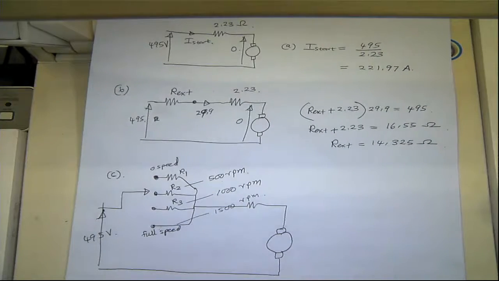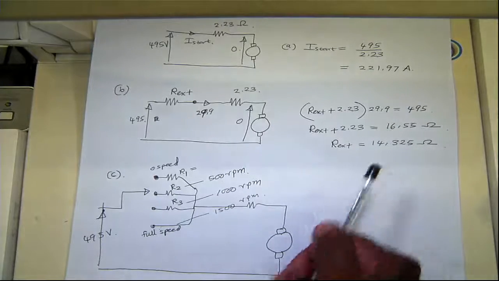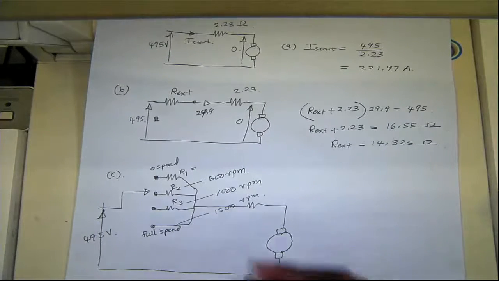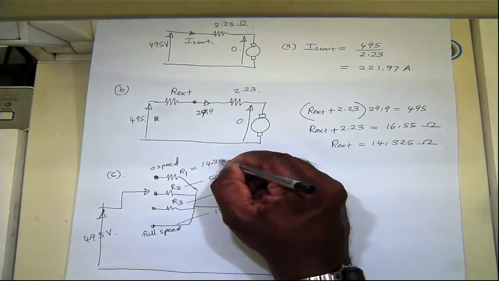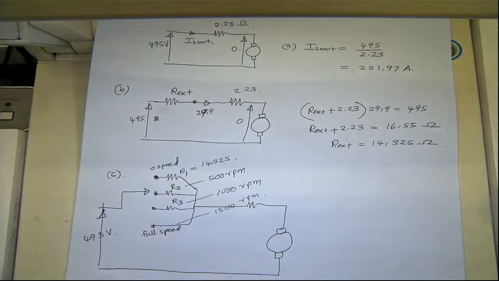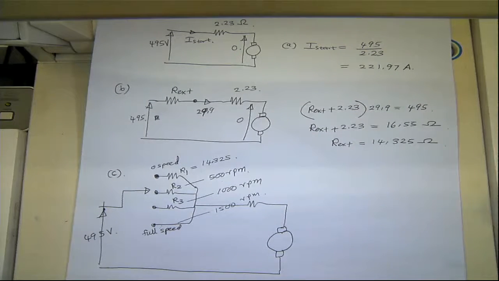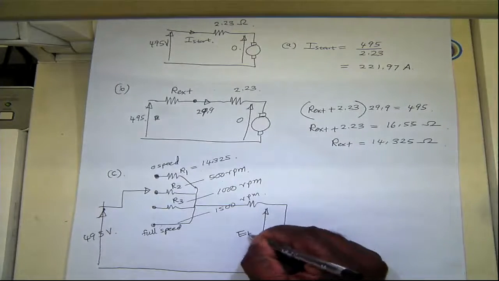We already calculated R1, which is this value here. That's the resistance we want when it's starting, so that's 14.325. We need to calculate these two resistances, at 500 RPM and 1000 RPM. So if you look at the circuit, you have some back EMF here, EB.